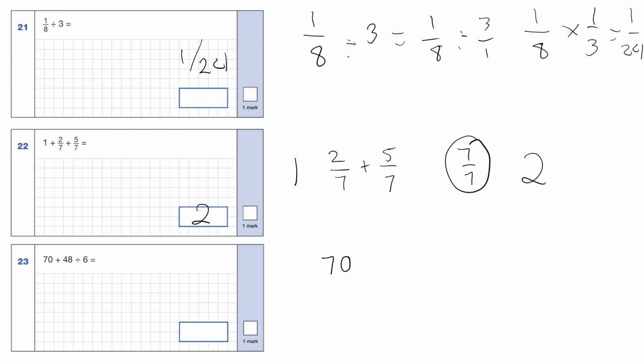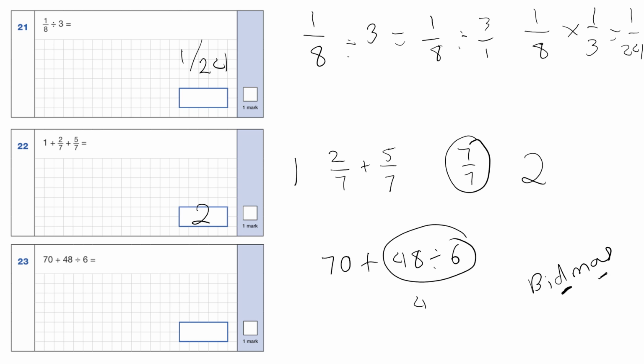Again, we've got 70, add 48 divided by 6. So let's remember our BIDMAS. Division first and then addition. So let's do a division. 48 divided by 6 is 8. So we've got 70 add 8, which makes 78. Remember the order.